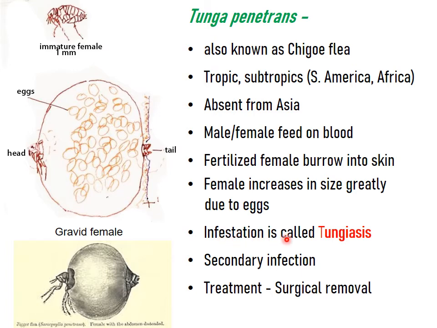The infestation of this flea is called tungiasis. At the skin lesions, again, secondary bacterial infection can take place. What do you do with it? You need to remove the gravid female from the skin lesion in order to treat the infestation.